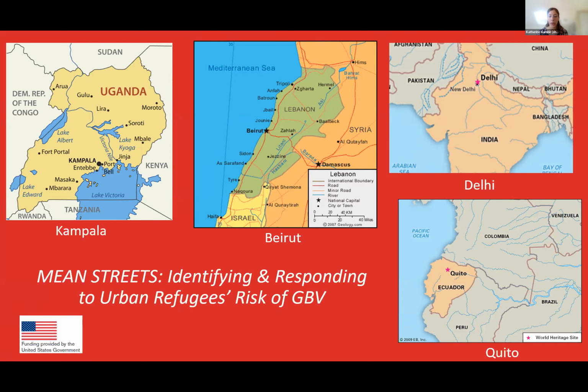They were chosen not only for their geographic diversity, but also because they are host to diverse refugee populations, have different policy and economic environments for refugees, and were also at different stages of humanitarian response. So this project explored the specific GBV risks of the following refugee subpopulations: women, girls, men, boys, people with diverse SOGIs, persons with disabilities, and sex workers.